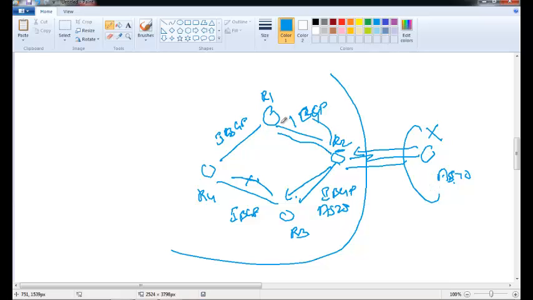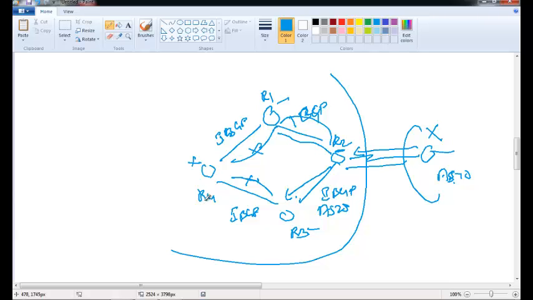So a route learned from one IBGP should not be given to other IBGP. That is what split horizon is. Because of that rule, R4 will not learn the route given from the X router. R1 will learn, R3 will learn, and R3 and R1 will not give to R2 due to that split horizon rule.